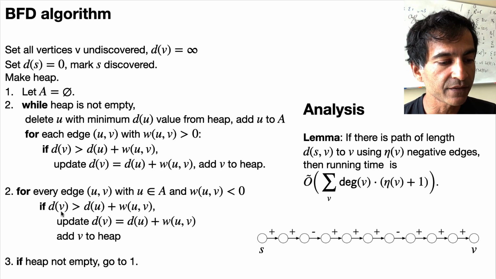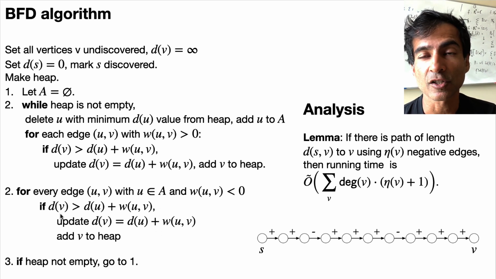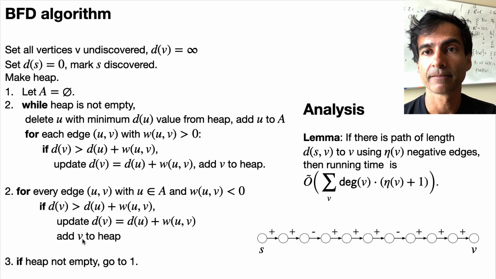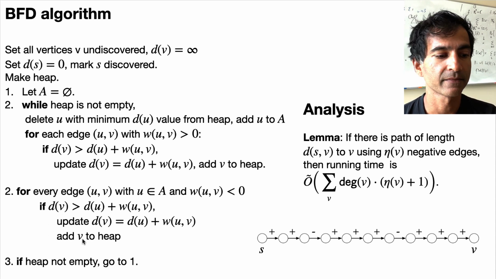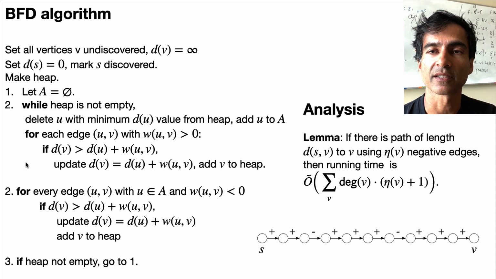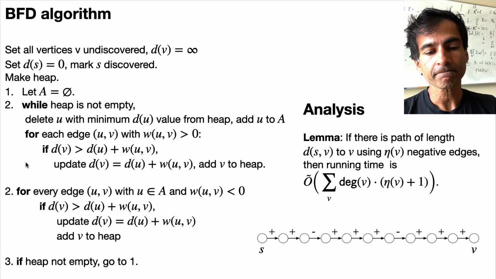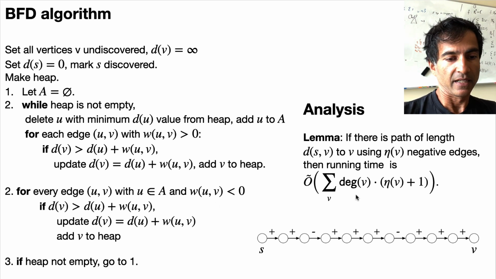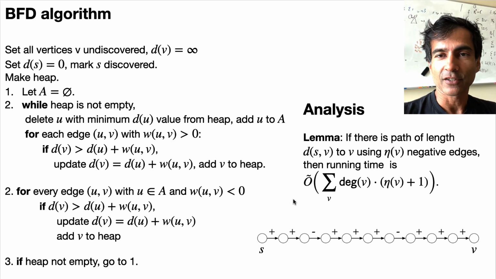And for every vertex V whose distance d value is actually changed in this process, you add V back onto the heap. And if the heap is not empty, you go back to this step and repeat the process. Okay, so that's the algorithm. Now, what's going on in the algorithm? Well, let's try and analyze the algorithm.